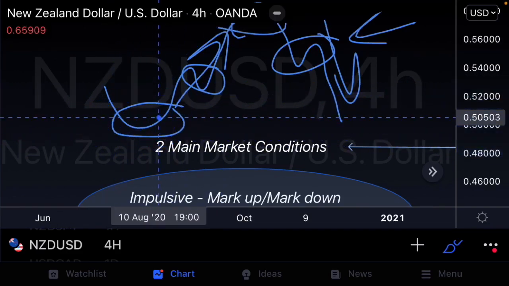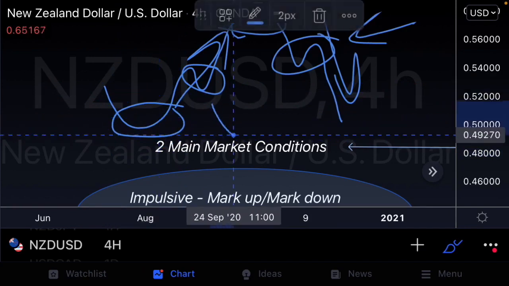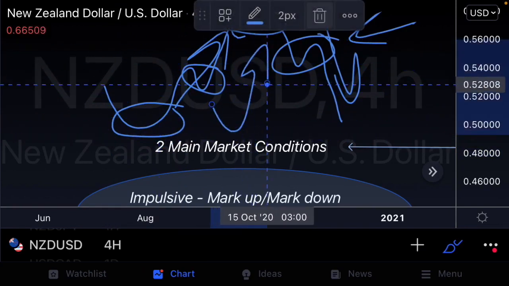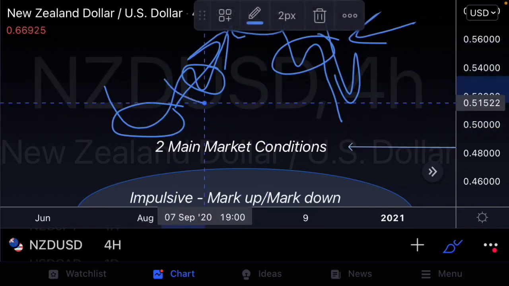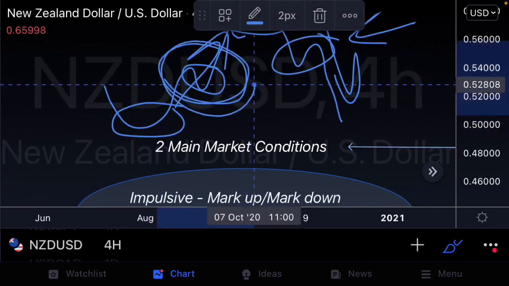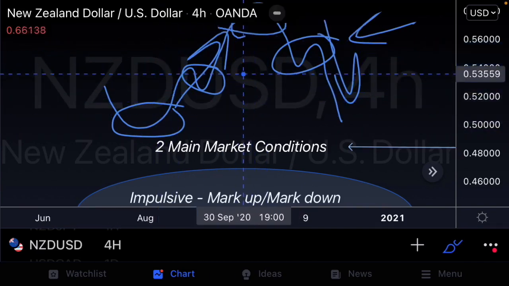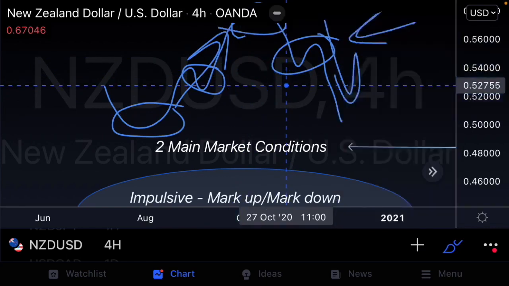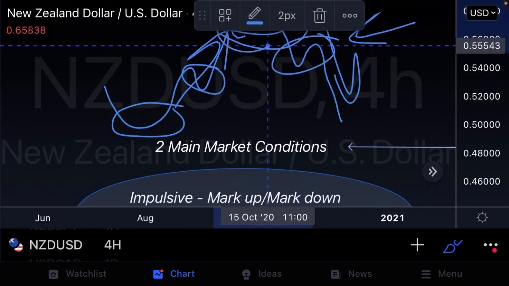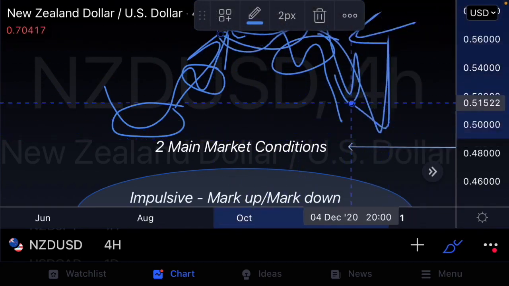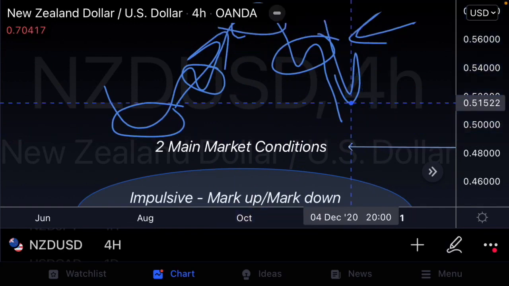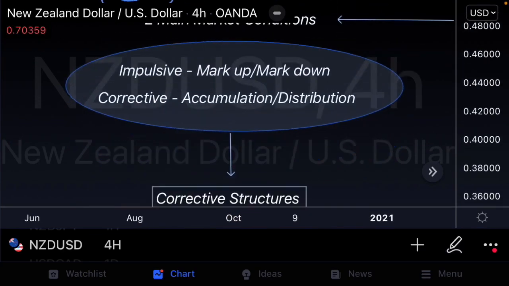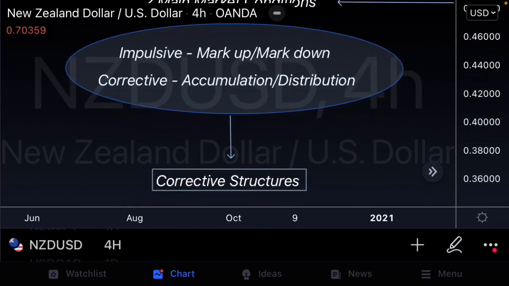Whether we find a nice accumulation corrective structure, we are looking at the structure and identifying the nature of the structure to be able to catch the markup, or that next impulsive move to the upside. When we identify this continuation structure over here, this next piece of corrective price action, we are looking for how can we get into the continuation of this markup. When we identify this distribution, we are looking for how can we get involved in the markdown, as well as the redistribution. So that's why I'm placing a very, very big importance on these corrective structures.